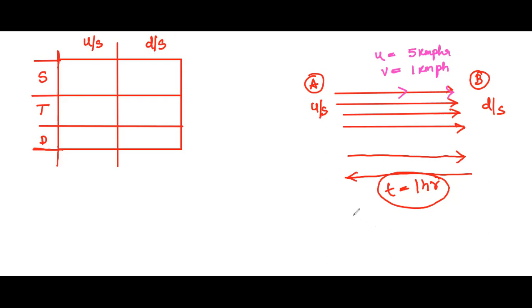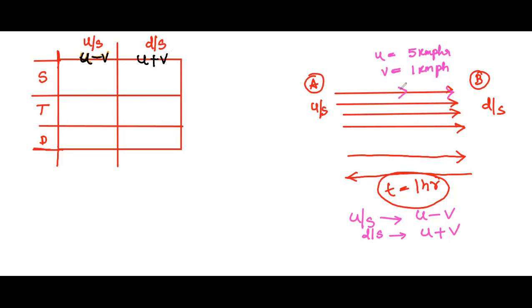We know that on the upstream side, when the boat is moving or a person is rowing towards the upstream side, the relative velocity will always be u minus v. And when he is rowing, or our boat is moving towards the downstream, the relative velocity is always u plus v. So we need to remember this. Upstream side always u minus v, downstream side always u plus v.